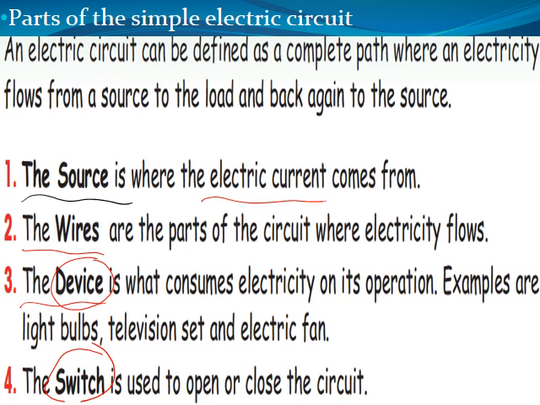So we have four main parts: the source, where electricity comes from. We have the wires, they are parts of the circuit where electricity flows. Number three, we have the device, what consumes electricity in its operation. And number four, we have the switch.